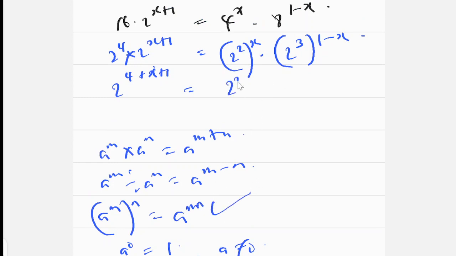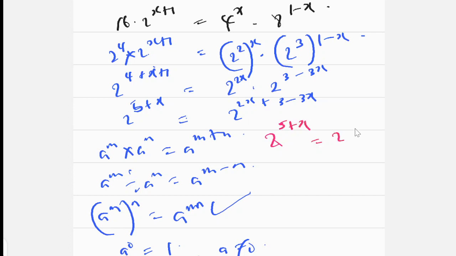It means this is going to be 2 raised power 2x times 2 raised power 3 minus 3x. Okay, now if you still apply laws of indices, this will be 4 plus 1, that's 5 plus x equal to 2 raised power 2x plus 3 minus 3x. If you proceed, that's going to give me what? 2 raised power 5 plus x is equal to 2 raised power minus x plus 3. You understand now? And you can equate this base. Then you have 5 plus x is equal to minus x plus 3.